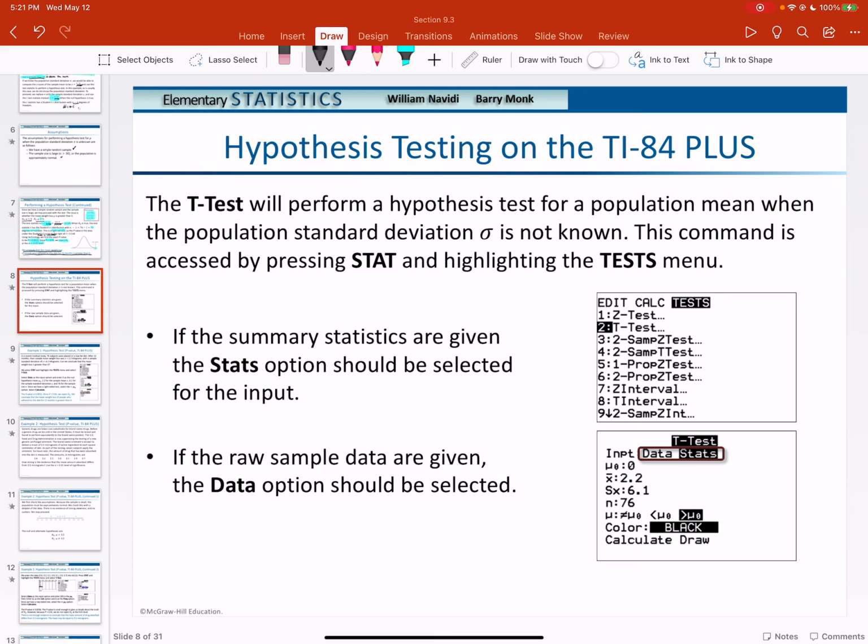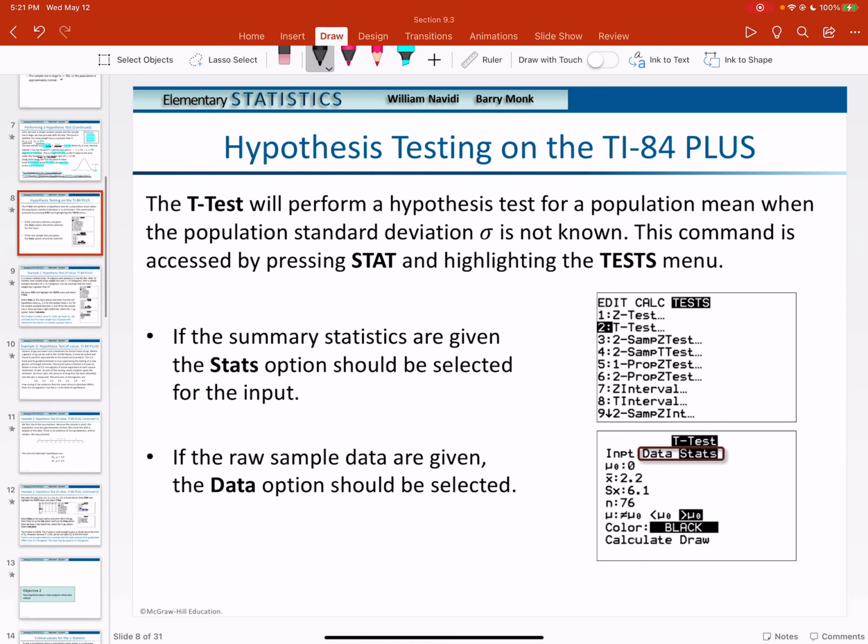TI-84 Plus. The t-test is a function on the calculator that will perform a hypothesis test when you do not know the population standard deviation. So how do we get this? We go stat, and we highlight the test menu. If you're given summary statistics, like in this case we were given x̄, s, n, we would use the stats option. But if it's raw data like a list, we would use data. So pretty straightforward.